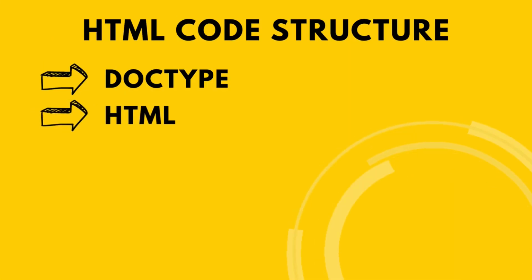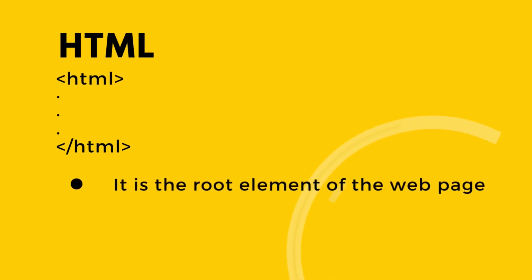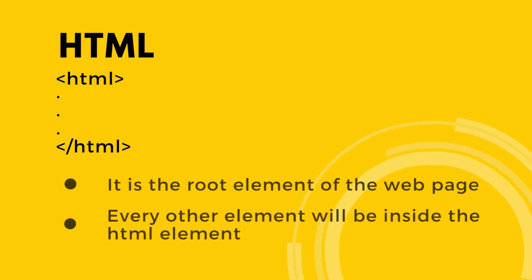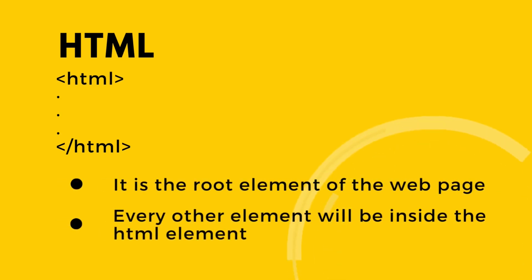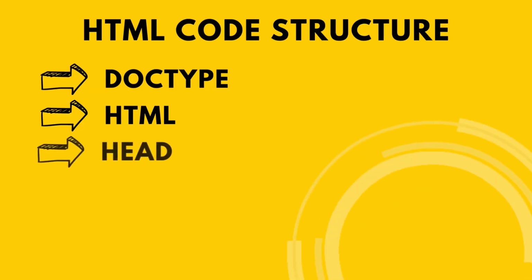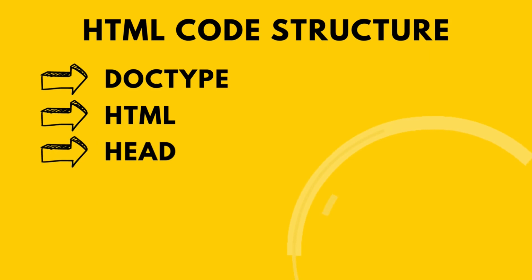After that, you have your HTML element, which will have the opening tag of HTML, then the closing tag of HTML, which is going to be the root element for your HTML page. Every other thing you are going to be writing will go in between these HTML tags. That's an opening and closing tag, so it will wrap around your code, just like a human being.